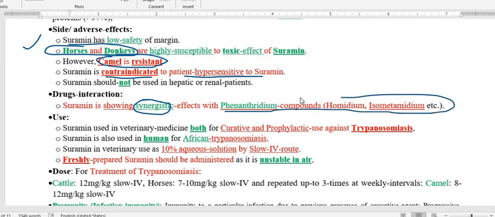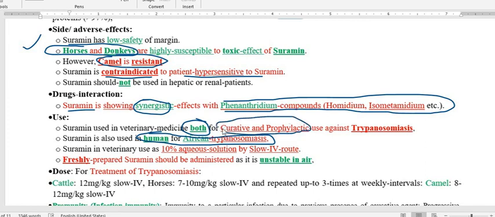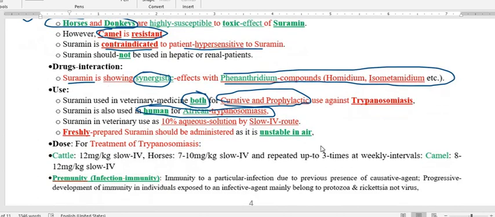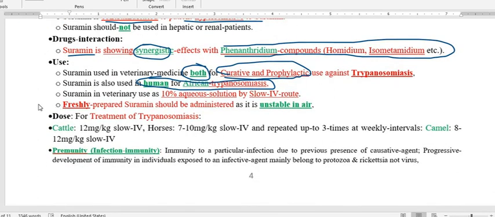Regarding synergistic action, suramin shows synergistic activity with phenanthridinium compounds like homidium and isometamidium. Therefore, we may use them in combination to produce a synergistic effect with suramin. Regarding its use, as mentioned, it is also used for African trypanosomiasis treatment in human beings, and suramin is used for both curative and prophylactic measures for trypanosomiasis in animals.